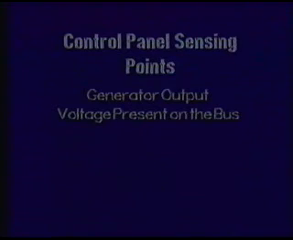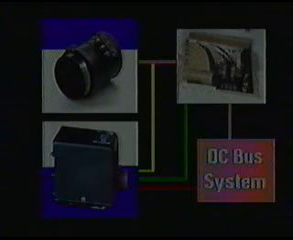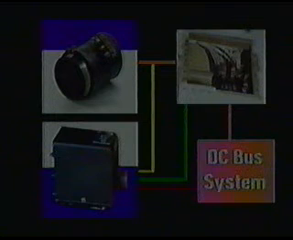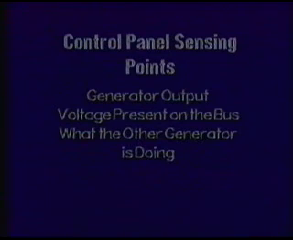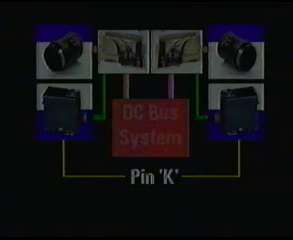The voltage present on the bus. While we say that the control panel is controlling the generator output voltage, what it's really trying to do is regulate the voltage on the DC bus system. It must obviously have a means to sense bus voltage. What the other generator is doing. A single wire from pin K of each regulator unit connects the two control panels together. This link allows both control panels to compare their respective generator's output and adjust it accordingly.